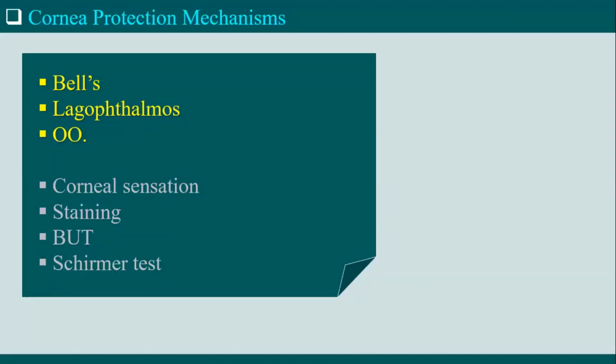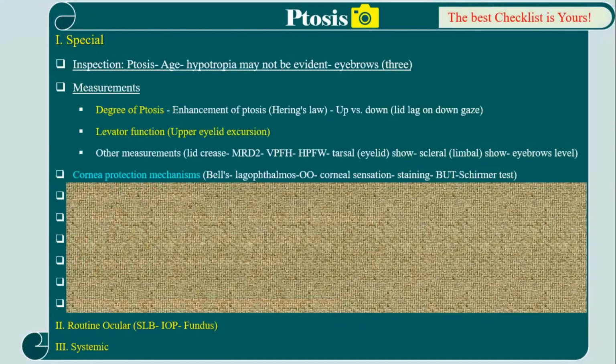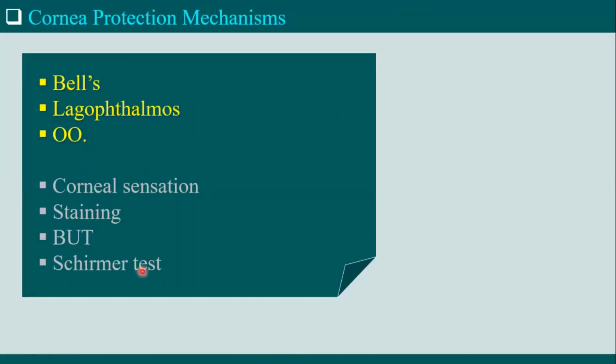As you can see here, the points in order under the heading of corneal protection mechanisms: the first three you can do in the exam because they are non-invasive, like Bell's testing, lagophthalmos testing, and orbicularis oculi testing. The remaining are invasive. We use them only in our clinical practice: testing corneal sensation, staining, breakup time, Schirmer test, and I may add also lid lag on down gaze, which one of you mentioned. We completed this point, corneal protection mechanisms. Schirmer is also added, as you can see, but I don't have a clip for the Schirmer test.